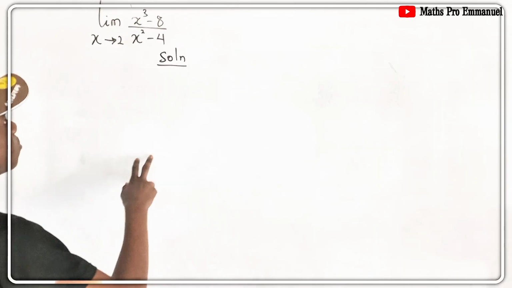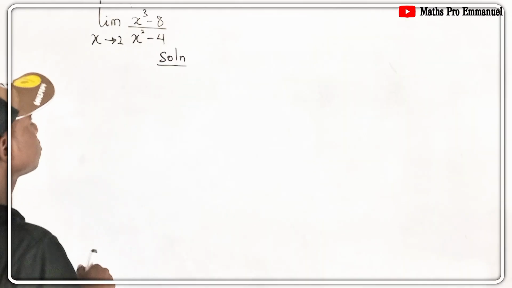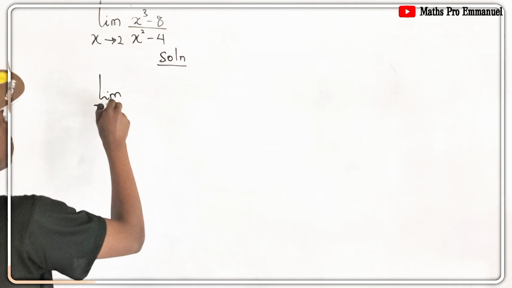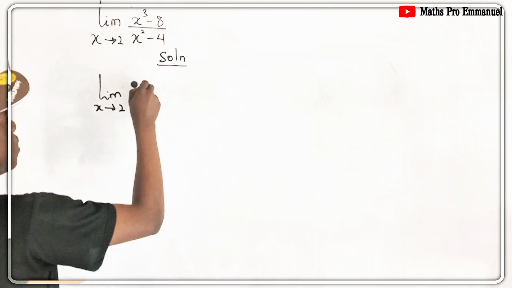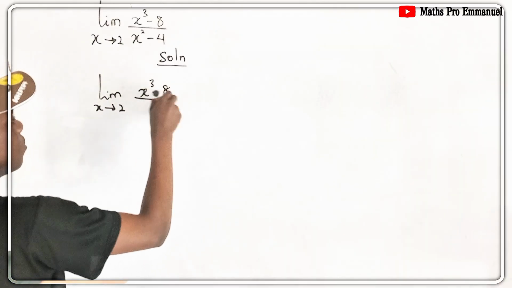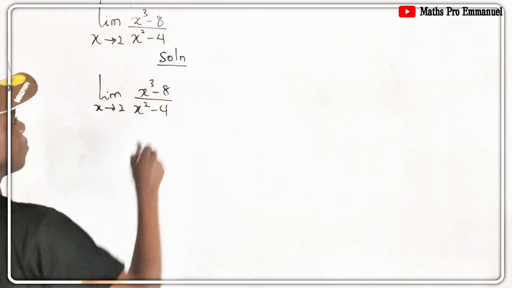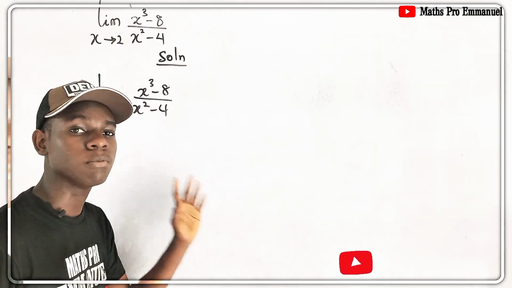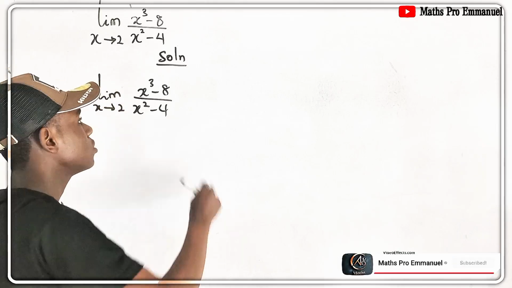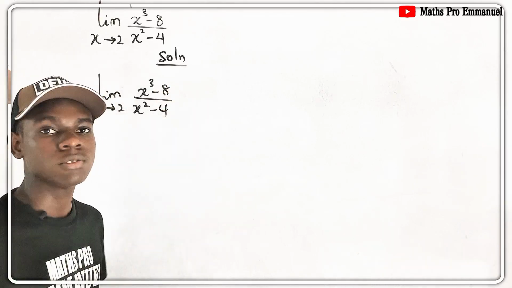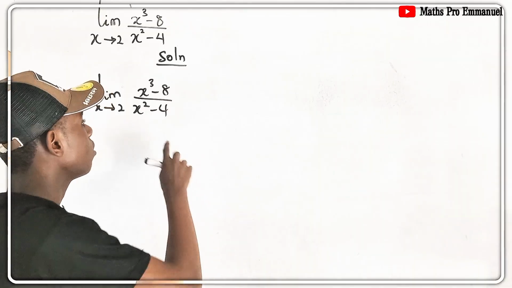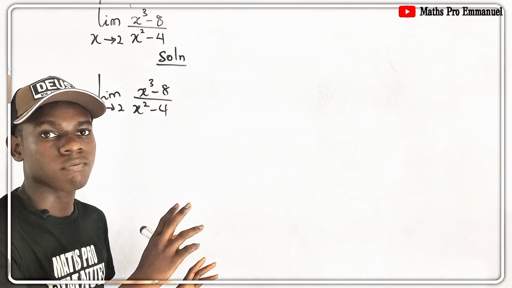So x cubed minus 8 all over x squared minus 4. So now the limit as x tends to 2 of x cubed minus 8 all over x squared minus 4. I'm just going to factorize the numerator and denominator. Factorize both numerator and denominator. I'll factorize the numerator using polynomial division, then I'll factorize the denominator in the normal way of factorizing.